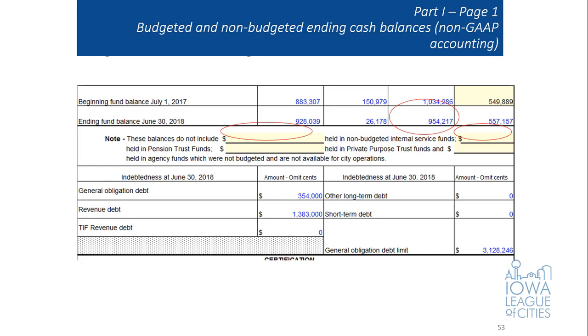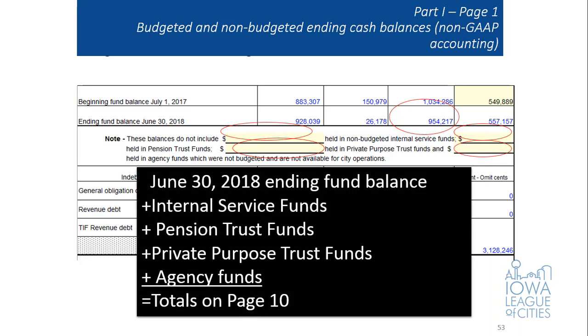Now, these pension funds would be funds that are from 410 pension programs. If you have private purpose trust funds for some reason, again, we need to disclose those. And the last one is if you have any agencies. So this is going to be added all together, these 5 segments that I have circled, and those are going to be the totals that you're going to break down into still another format on page 10.